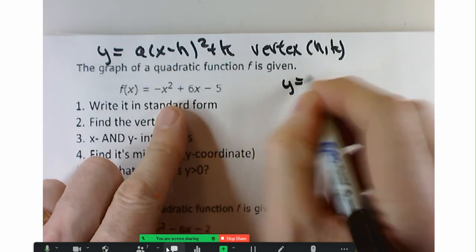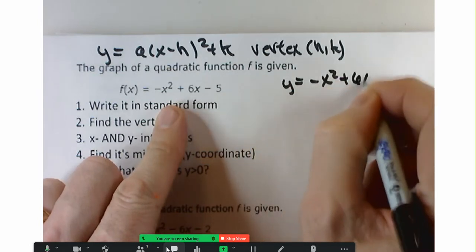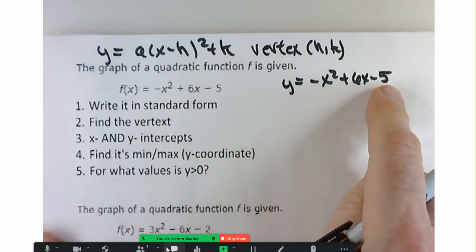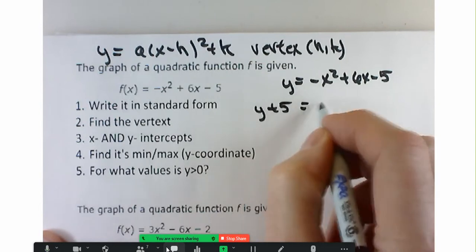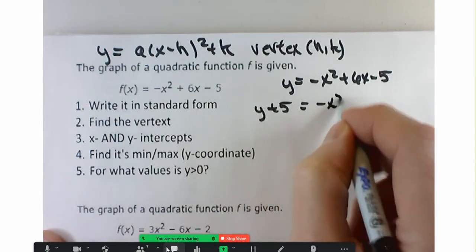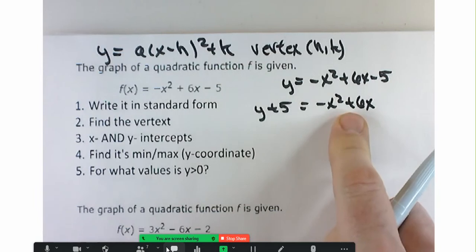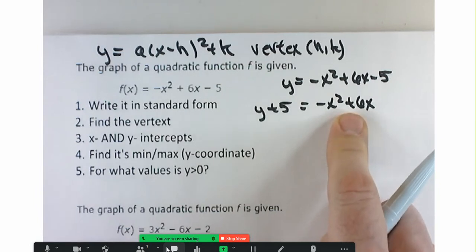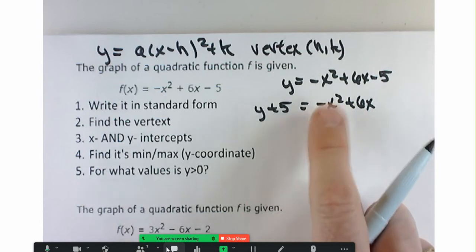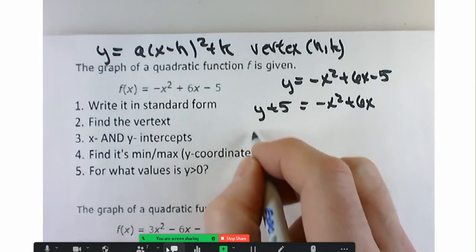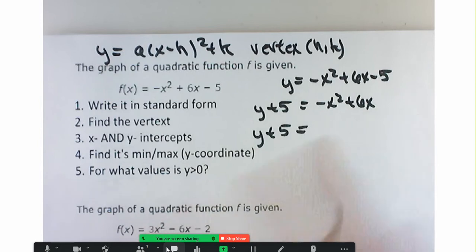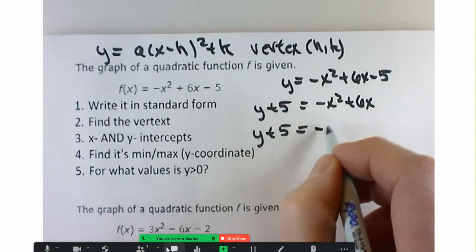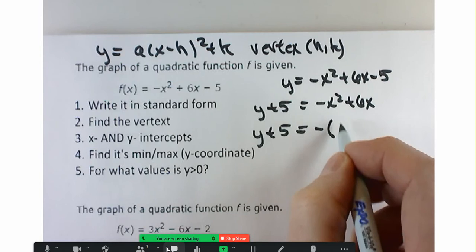It's going to be y equals negative x squared plus 6x minus 5. I'm going to move the 5 to the other side for the moment. When it changes sides, it's going to change signs. And I have to complete the square. I can't complete the square unless I have a coefficient of 1. And I don't. I've got a coefficient of negative 1. So here's kind of an extra step for not only this one, but for the next one. You have to factor that out. So I'm going to factor out the negative.